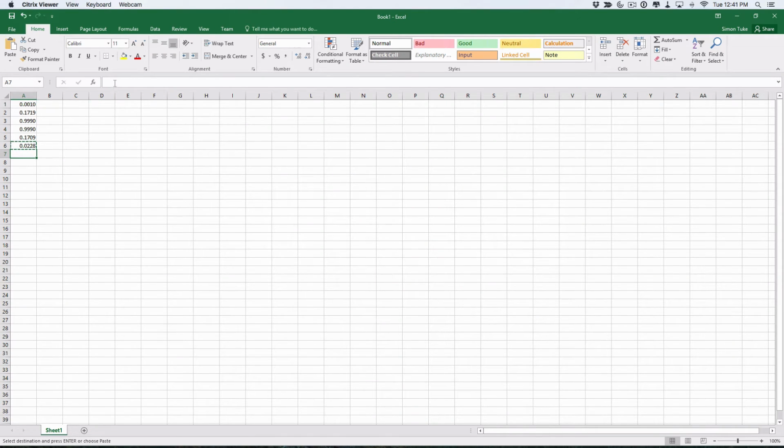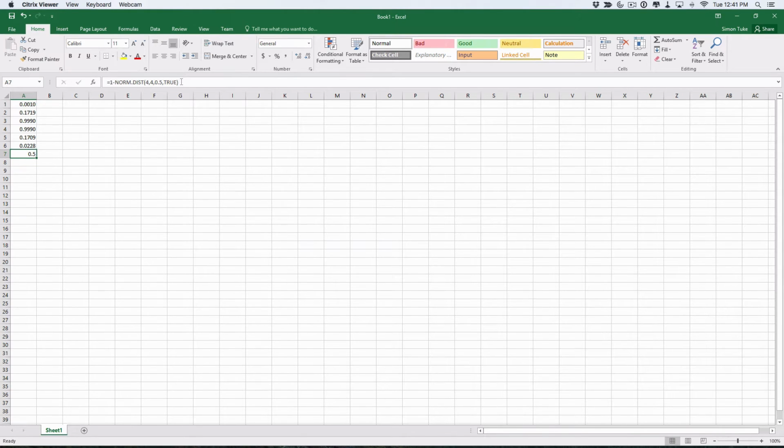Equals 1 minus, so we know we're going to put norm dot dist. The first number is the value we want, which is 4. Then we do the mean. Then we do the standard deviation. And then remember, we always put true. And there's the answer, 0.5.